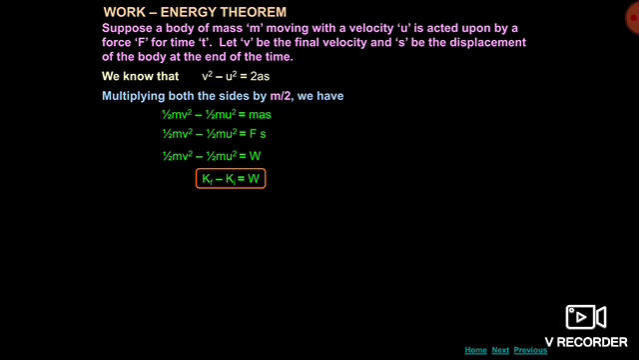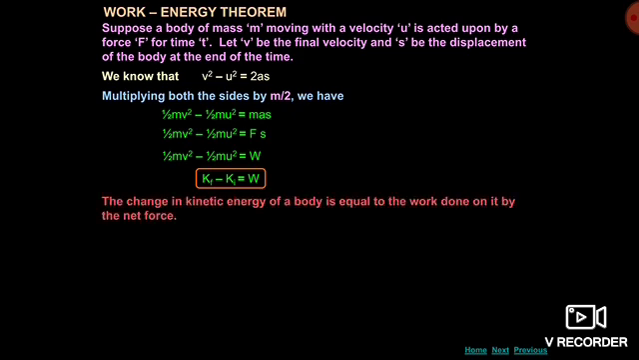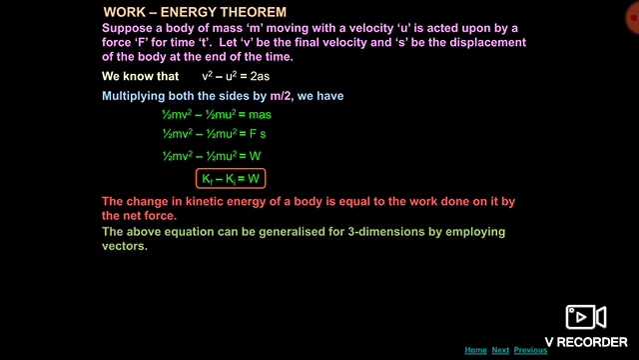Now students, it is not always necessary that you write final minus initial. You can write initial minus final. It depends whether the body is accelerating or decelerating, if you want to keep the work done positive. The change in kinetic energy of a body is equal to the work done on it by the net force. Now the above equation can be generalized for 3 dimensions by employing vectors.